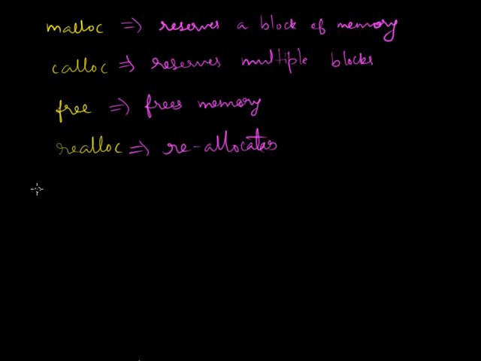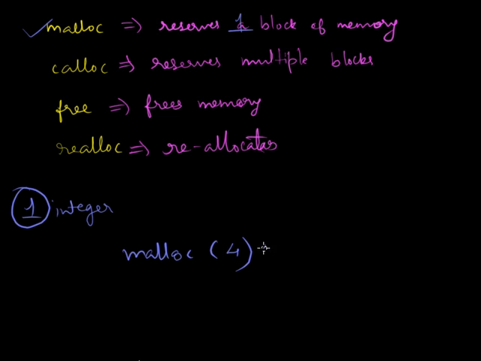Now let us say you want to allocate one integer. You have to allocate only one integer, so you can use malloc because it reserves one block of memory. You can allocate this by calling the function malloc and passing it how many bytes you want to reserve. We know that an integer is 4 bytes. So this way 4 bytes are allocated in the heap.